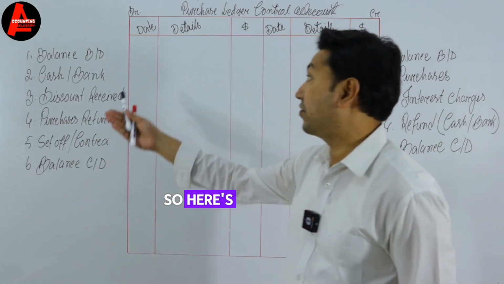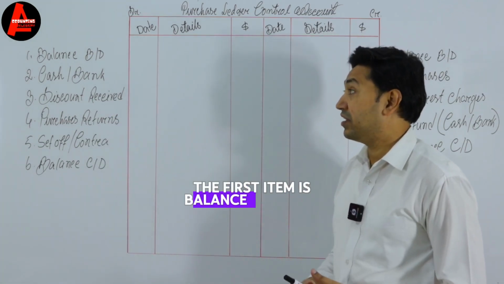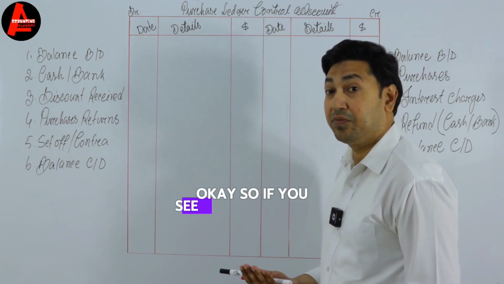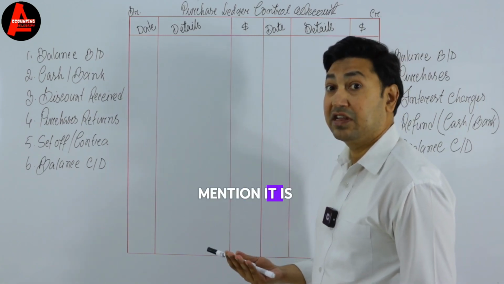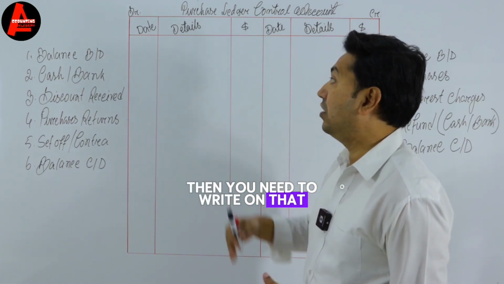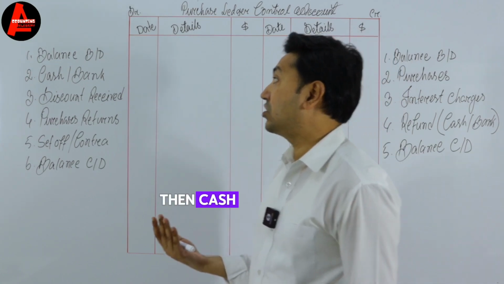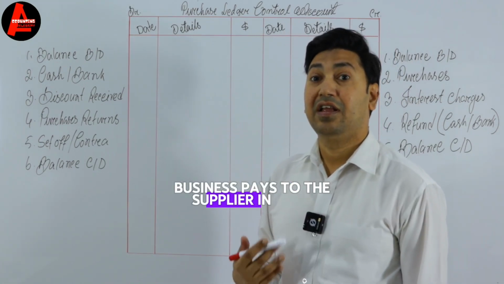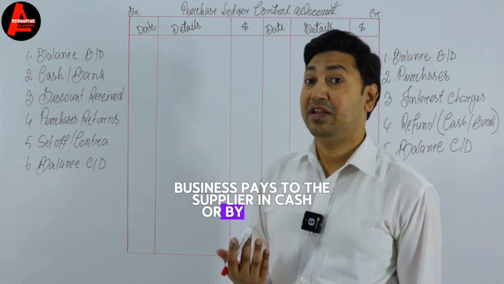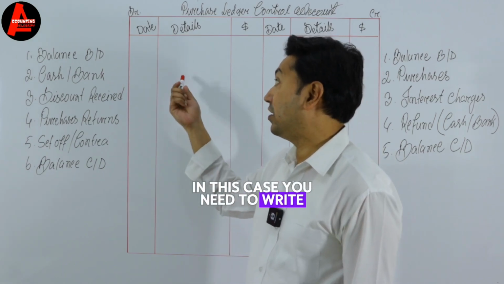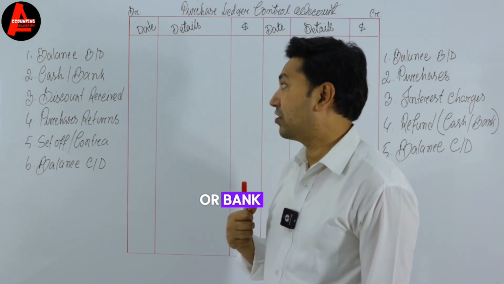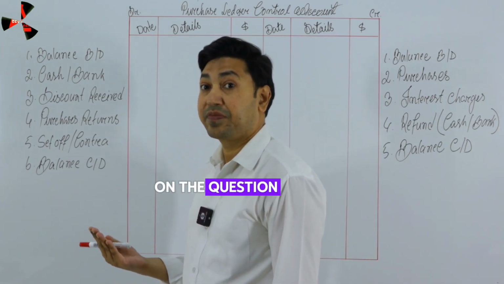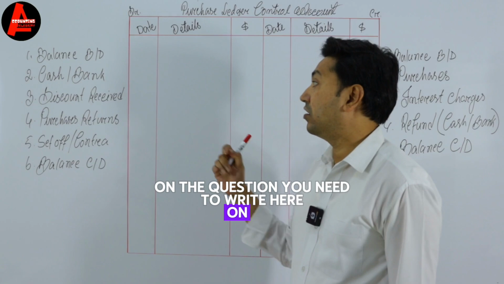Okay, so here the debit items. The first item is balance BD, meaning opening balance. If you see the opening balance mentioned as a debit balance, then you need to write it on the debit side. Then cash or bank. The business pays the supplier in cash or by cheque. In this case you need to write cash or bank here. Then discount received. Is there any discount received in the question? You need to write it here on the debit side.